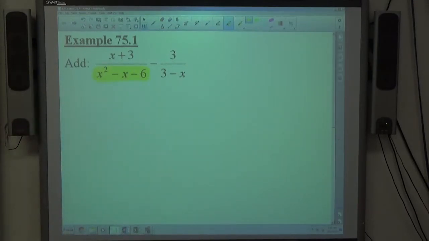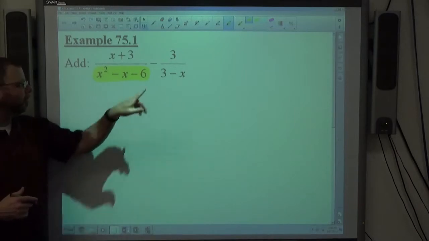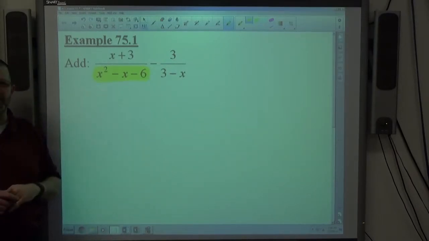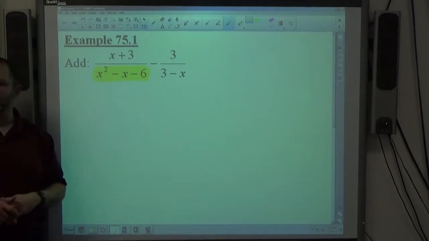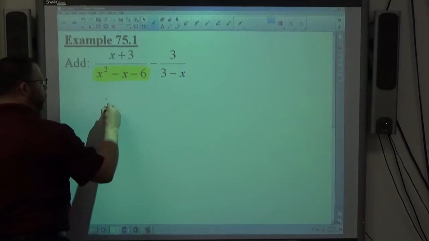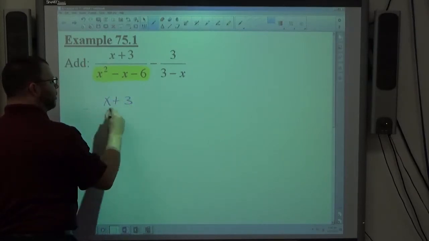First off, I noticed there's a factorable denominator, so I always want to factor things completely before I start worrying about common denominators. The most common mistake people make here is they just do this times this for a common denominator, which works, but it's not the least common denominator. Your expression will be a lot more ugly to look at and a lot harder to deal with. If you can find some factored form and some common factors, it makes it easier.